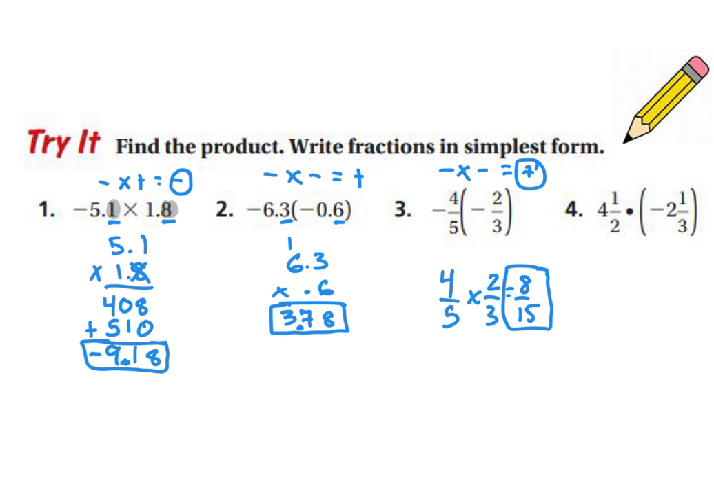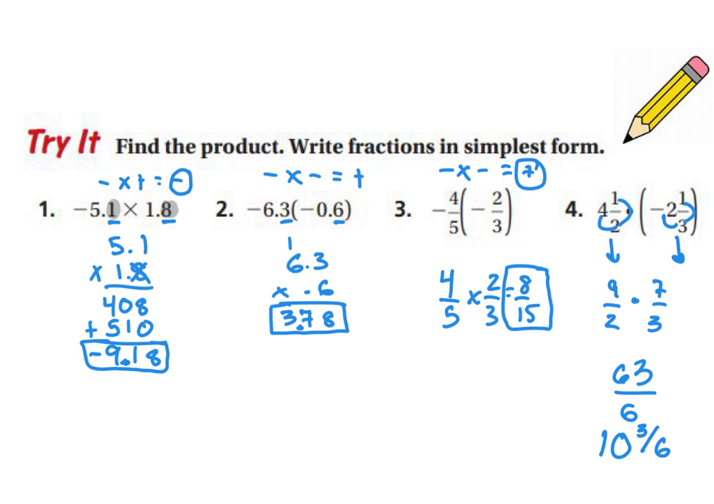And then for question number 4, I'm going to turn both of these mixed numbers into improper fractions. So 4 times 2 is 8, and 1 more is 9. 2 times 3 is 6, and 1 more is 7. So I have 9 times 7, that is 63. 2 times 3 is 6, and I can now turn that back to a mixed number. I can say that 6 goes into 63 10 times, with 3 left over, and a denominator of 6.